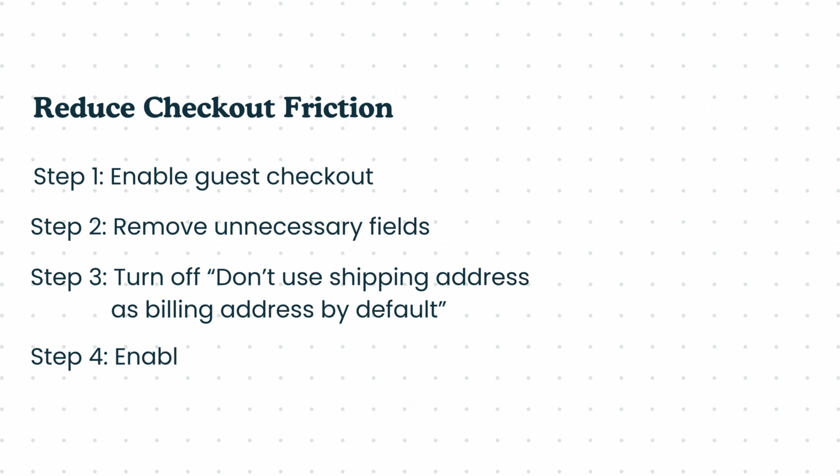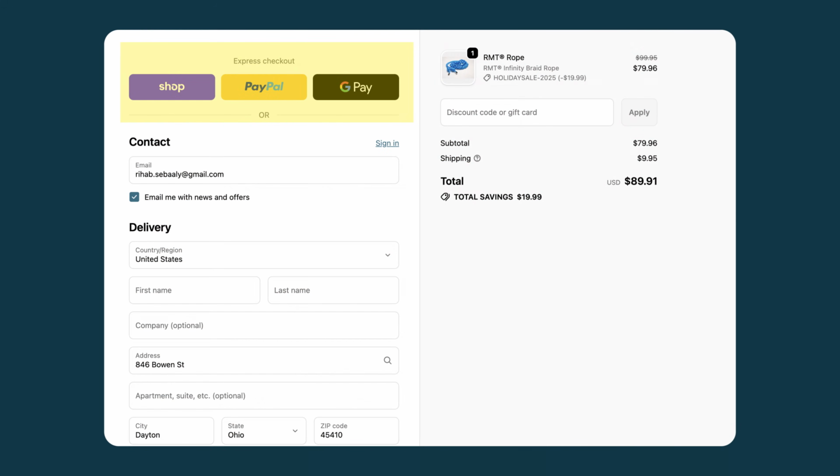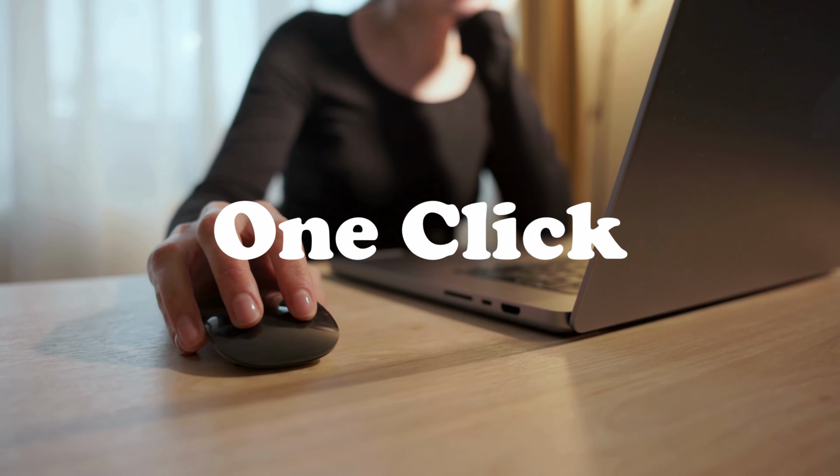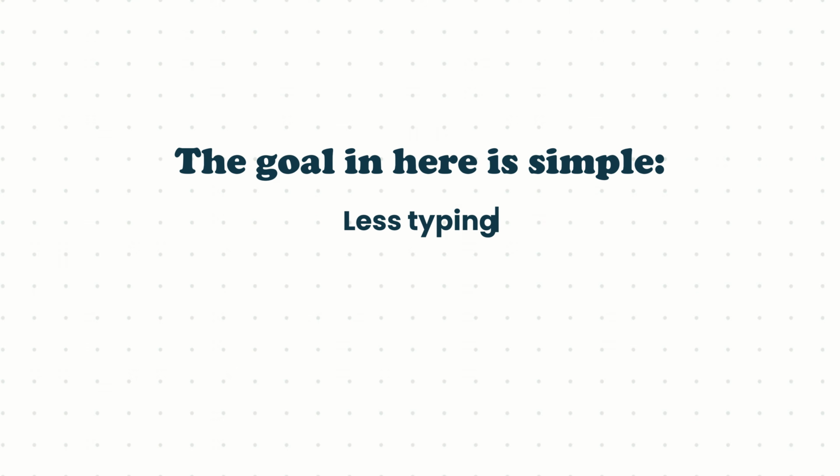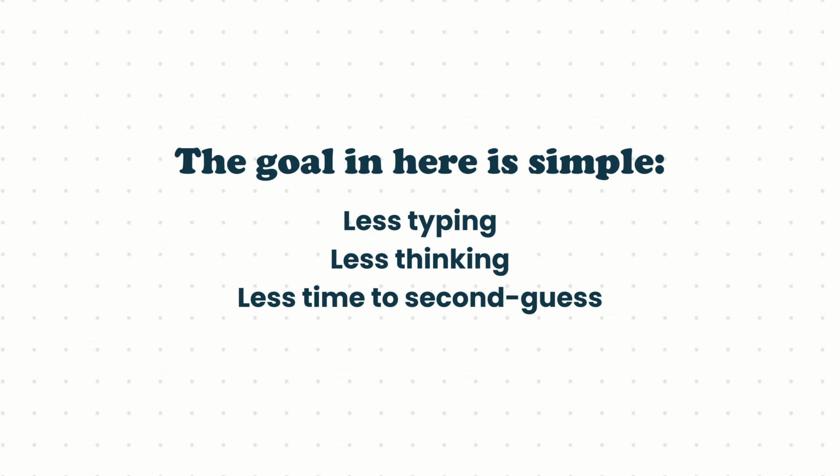The fourth thing I recommend you to do is to enable accelerated checkout options. It's very important to make sure faster payment methods are available, especially Shop Pay. If your customers can check out within one click, why force them to fill so much information? Remember, the goal in here is simple: less typing, less thinking, and less time to second guess.